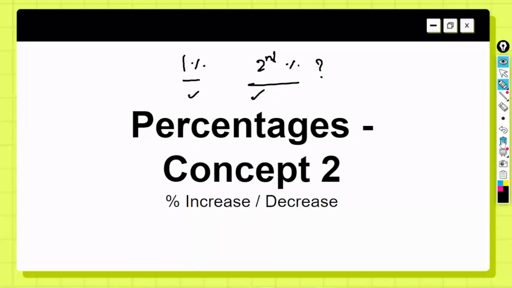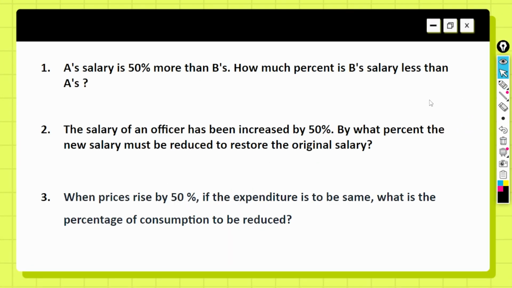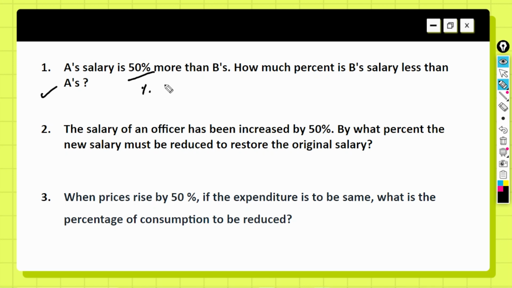Let us practically see how a problem looks like, and then we'll try to understand the concepts and see how we can solve each and every one of these. So first idea is this: a person A's salary is 50% more than B. By how much percentage B's salary is less than A? This is a basic type of question where one percentage value, an increase, is given, and they are asking the corresponding decrease in percentage value.